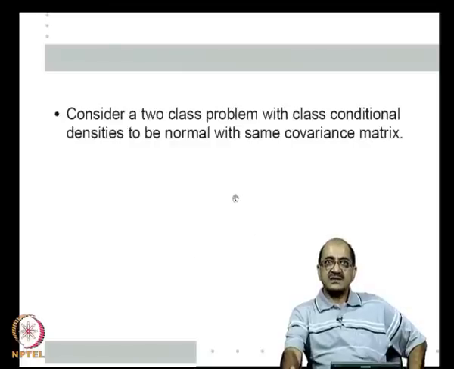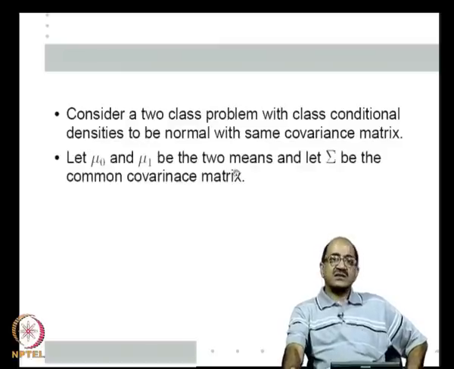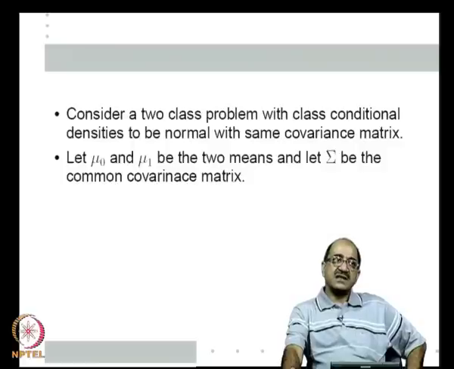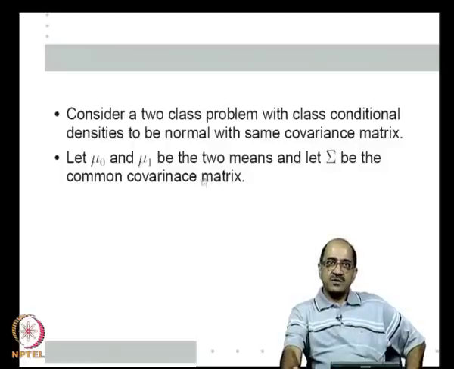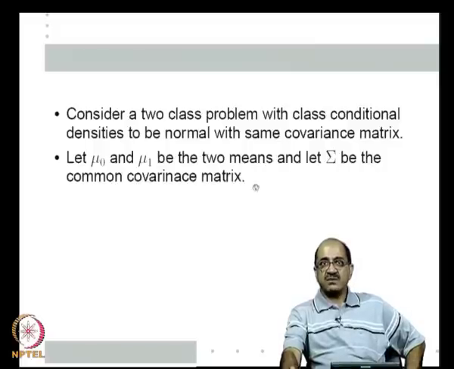So, let us take a case where class conditional densities are normal with the same covariance matrix, when we know that the Bayes optimal is a linear classifier, and we will show that Fisher linear discriminant will give me the same classifier as the Bayes classifier. Let us say mu0 and mu1 are the two means of the classes, and because the covariance matrix is the same, there is only one sigma for both classes. The sigma is the common covariance matrix.